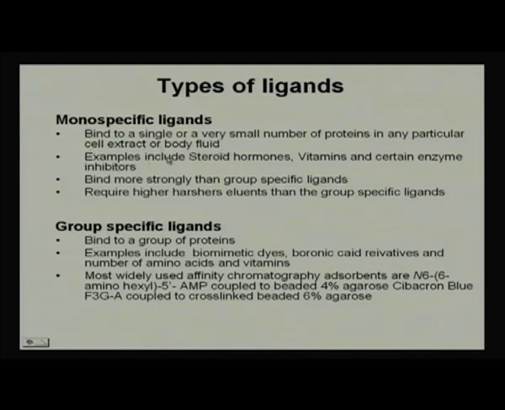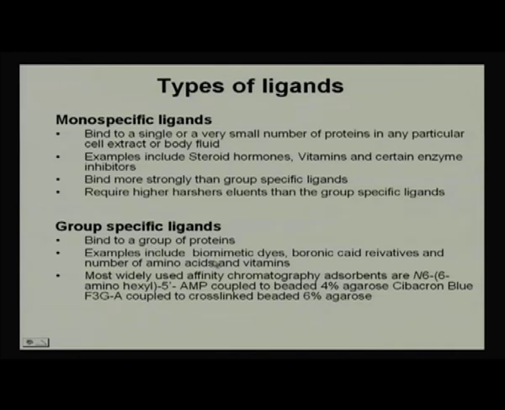The examples include steroid hormones, vitamins and certain enzyme inhibitors, which bind more strongly than the group specific ligand, and it requires a harsher eluent than the group specific ligands. In case of group specific ligand, they bind to a particular group of proteins.